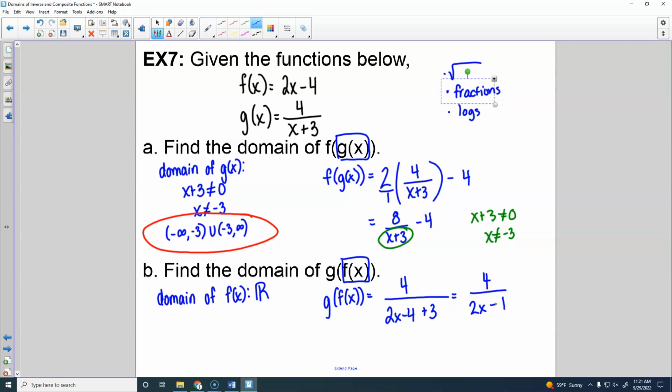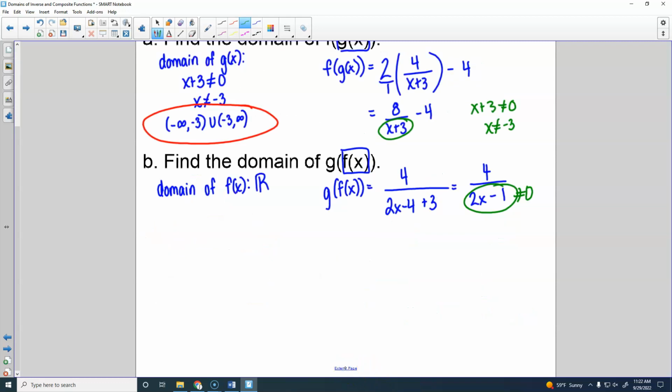So, this time, I'm thinking square roots, zeros in the denominator, fraction, logs. Which one of those do I have? Fraction. So I know whatever is in the bottom of this fraction right here cannot equal 0. So, 2x minus 1 cannot equal 0. If I move the 1 over, 2x cannot equal 1, divide by my 2, x cannot equal 1/2.